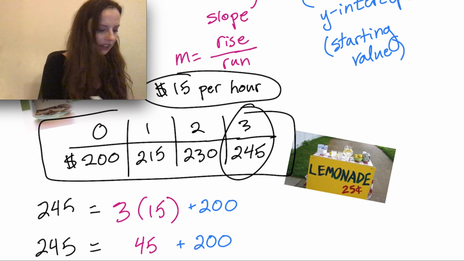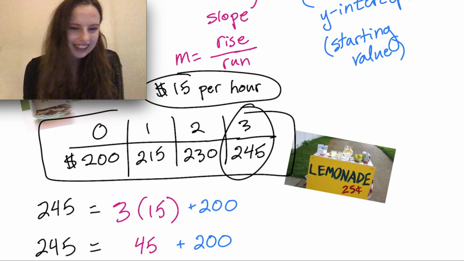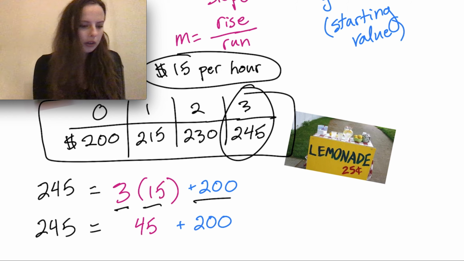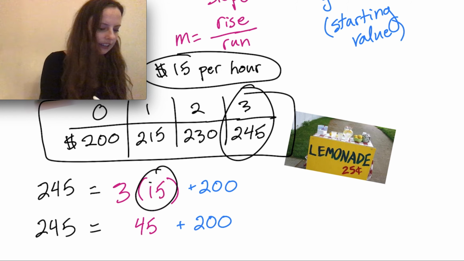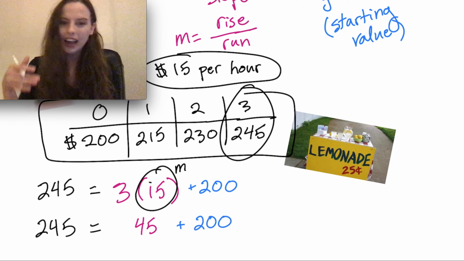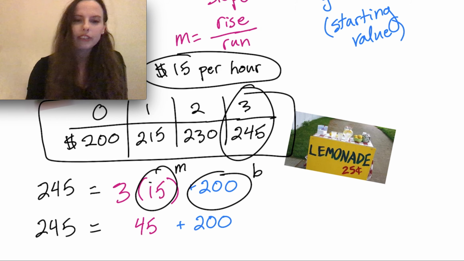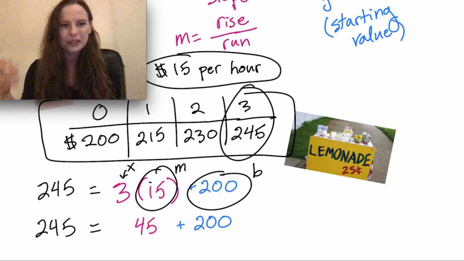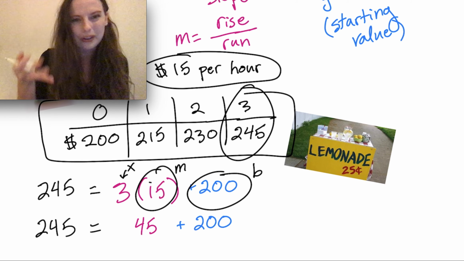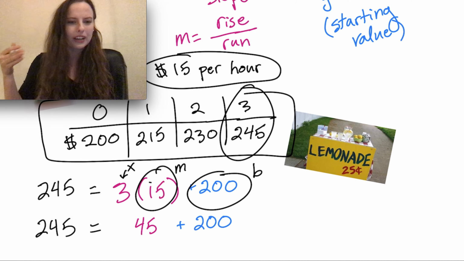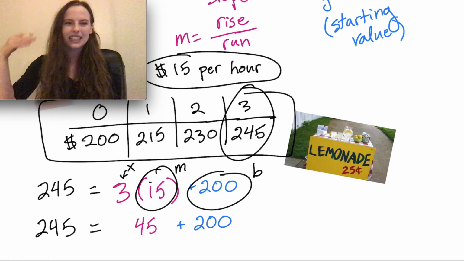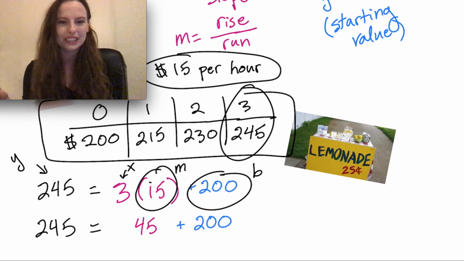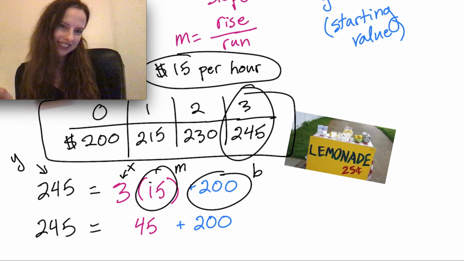Okay, well, isn't that the formula? We just did 3 times 15 plus 200. Well, we said that 15 is your m, that's your slope, and 200 was our starting value, b. So what does 3 stand for? Well, that's the number of hours. That's our input, because you could work 2 hours or 3 hours or 100 hours. So your input, x in this case, is how many hours you choose to work, and your output, y, is the amount of money that you would have saved all together.